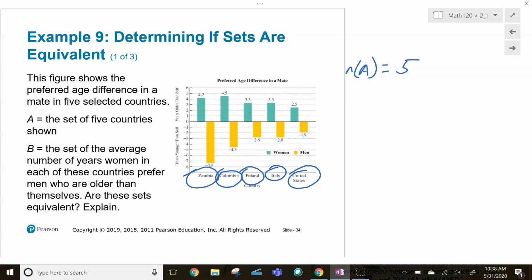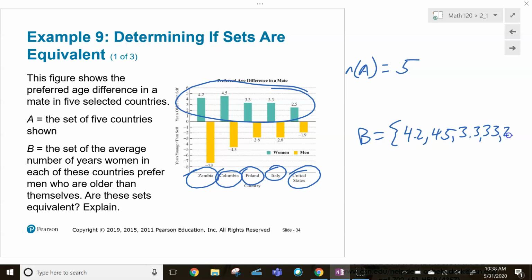Okay, so for set B, we're looking at the women here. So let's say I was listing out set B, right? We would have 4.2, 4.5, 3.3, 3.3. These are those countries, right? And if you're reading this graph, this is just saying, like in Zambia, the women on average prefer their men to be 4.2 years older. In the United States, the women prefer men that are 2.5 years older. Okay, but anyways, if I listed them all out, notice I've got the repeat here, 3.3.